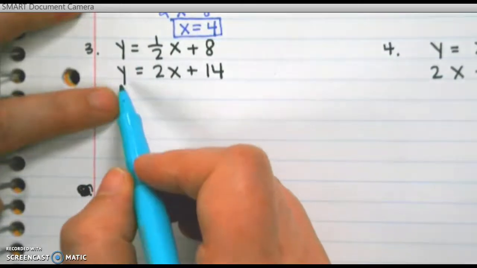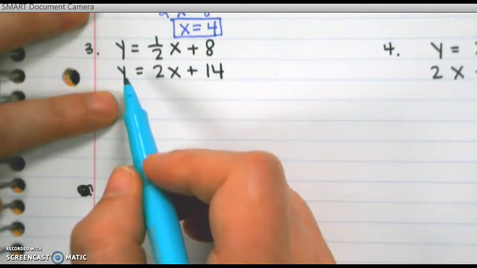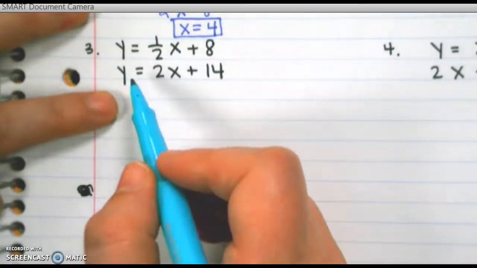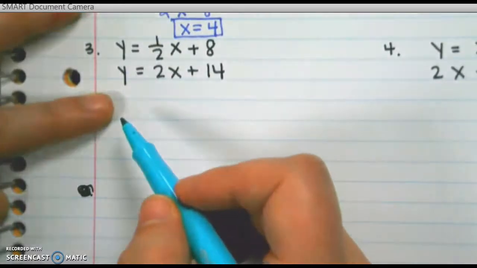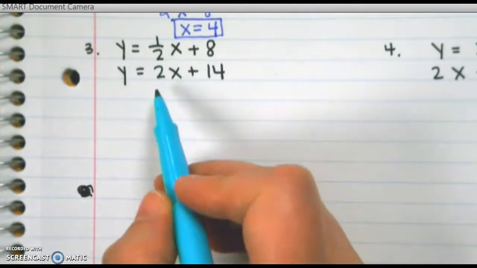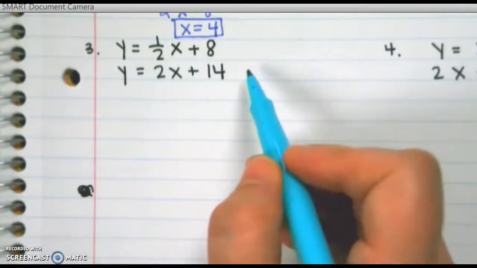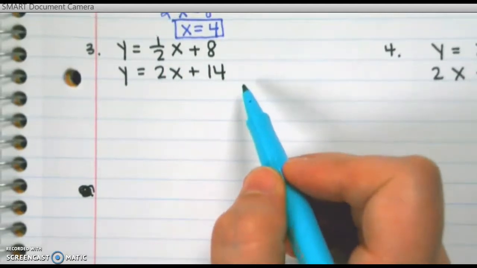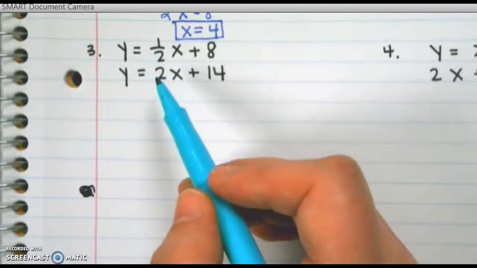I do want to point out, remember that not every single system has a solution. Remember that there could be no solution. There could also be infinite solutions. So this would be a good idea to check before you do a whole bunch of work. Would these two lines be parallel? The answer is no, because their slopes are different.